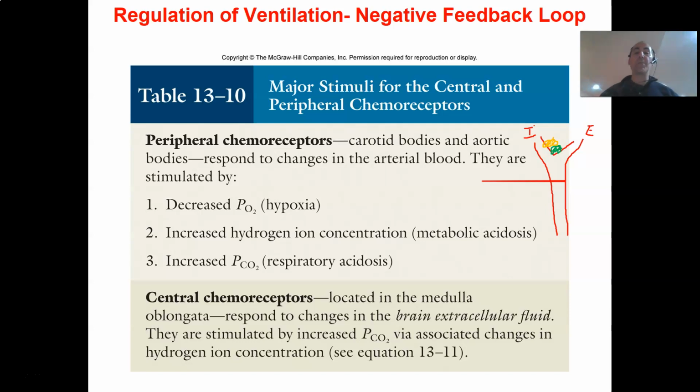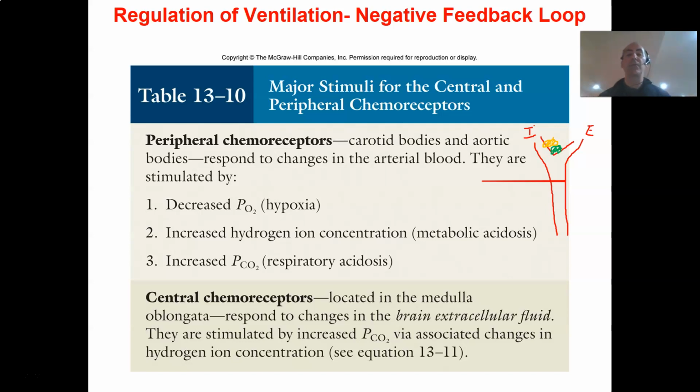They're stimulated by decreased PO2. So when you go to elevation, you start to become hypoxic. You go to a mile, you go to 10,000 feet, 15,000 feet, 20,000 feet. You become increasingly more hypoxic. These carotid bodies are increasingly stimulated. They cause you to breathe more and more and more because you're trying to bring in more oxygen. The rate matters.